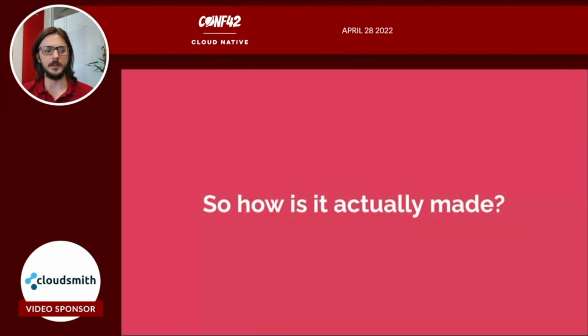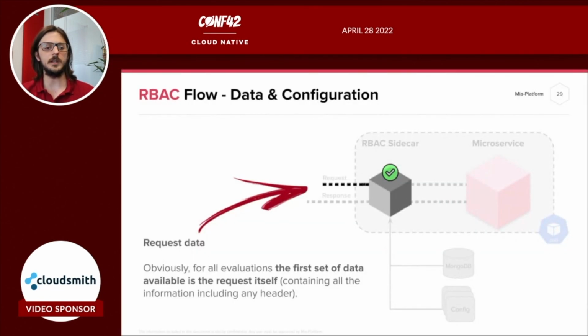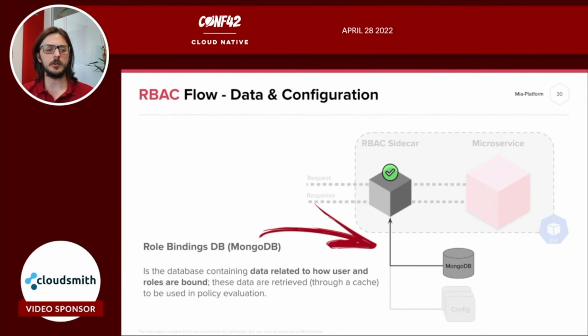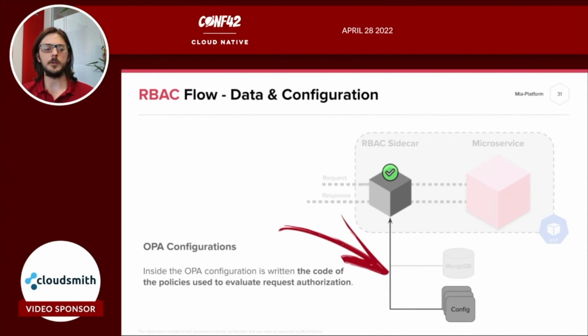So, how is it actually made? As anticipated, in order to integrate with OPA and Rego policies, our service has to gather a few information, bundle them together, and eventually run the policy evaluation. To do so, it collects data from the request or the response, depending on the flow we are protecting. We take the headers, the complete URL and its parameters, and the request body. Then we fetch data from our user role bindings database to be able to understand what the users can do based on the permission mapping.